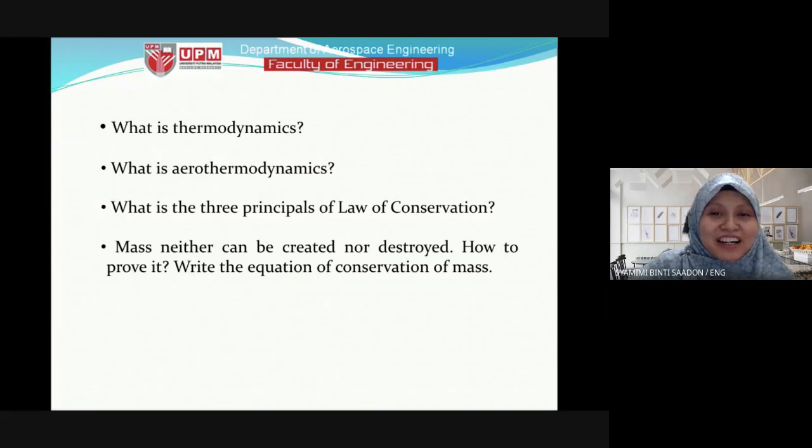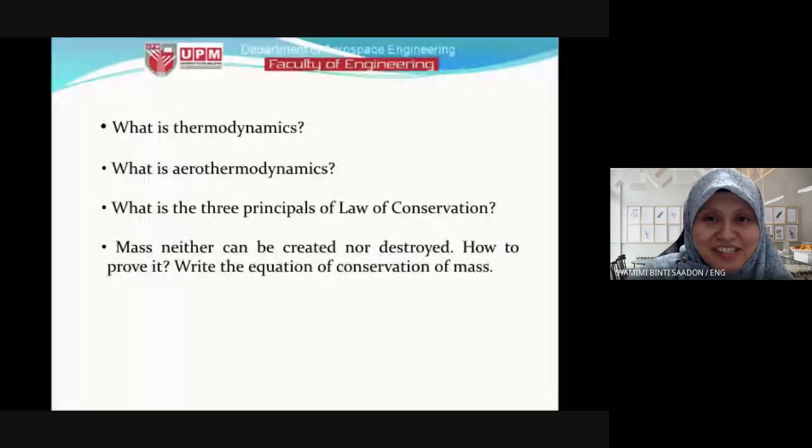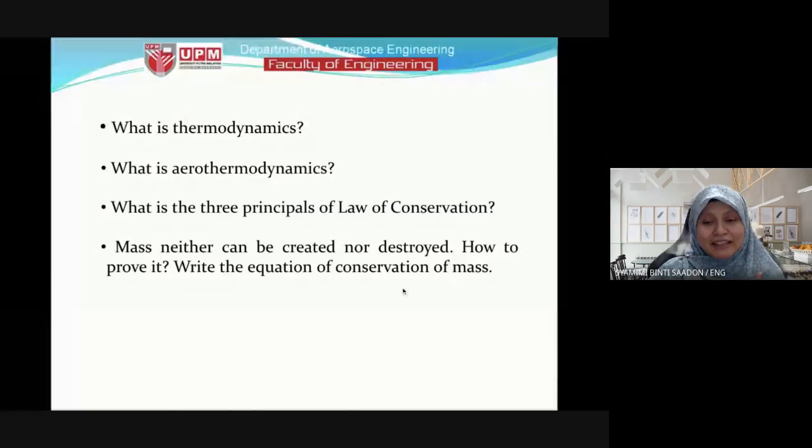The fourth question: mass can neither be created nor destroyed. That is the rule. No need to prove it, just write the equation of conservation of mass. You have to write it first; later on, I'll give the answer. Try to think about it first. There are multiple methods of writing this conservation equation. The answer is here actually.